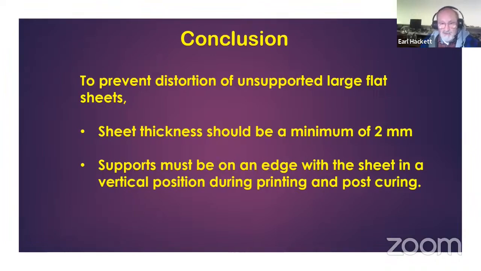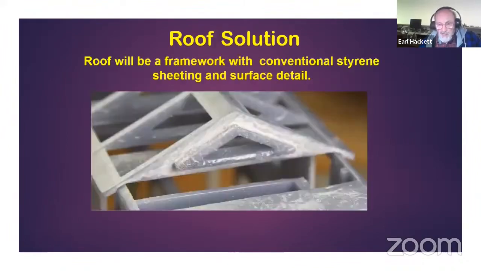So to prevent distortion of unsupported large sheets, one, you want the sheet thickness to be a minimum of 2 millimeters, especially if you're building an end of a building where you have 3 sides and there's no way you can get uniform exposure there. So you want a good, thick, solid sheet so it can resist the compression forces on the outer surface. And you want the supports to be on the edge of a sheet if possible, with vertical positioning during the curing stage. So here's what I wound up with.